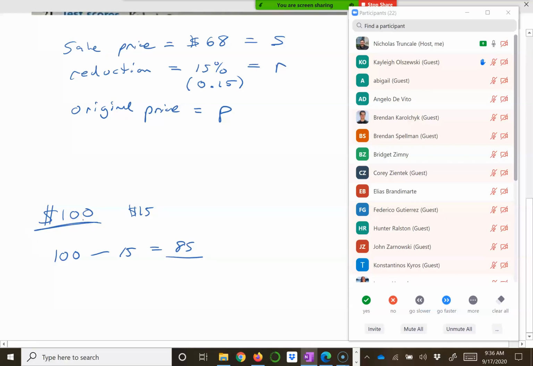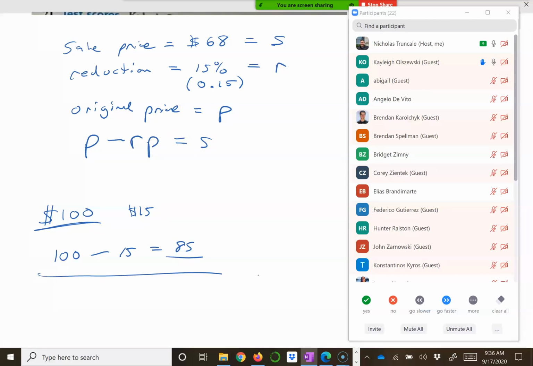price. So here's what it's going to look like. It's going to be original price P minus the reduction percentage times P equals the sale price. Does that equation make sense given my example down here, Kaylee, just because you still had your hand raised? Does that make sense? Yes, that makes sense. Yeah, right?